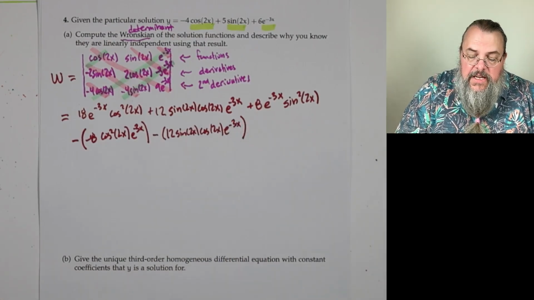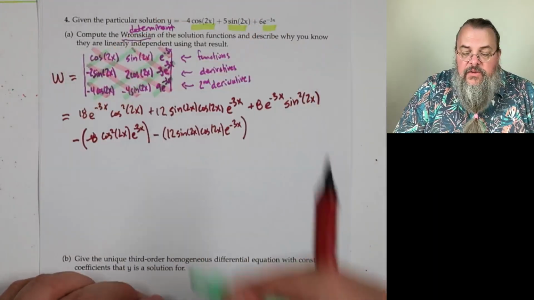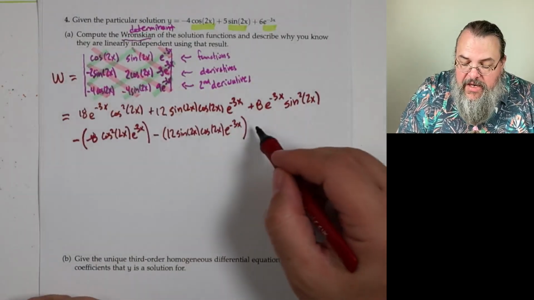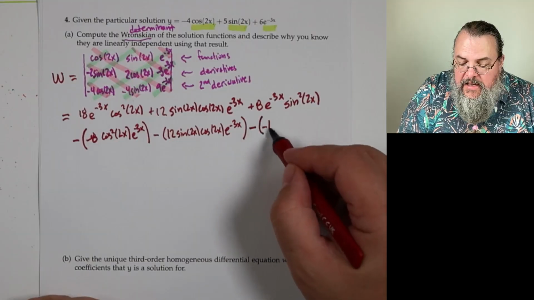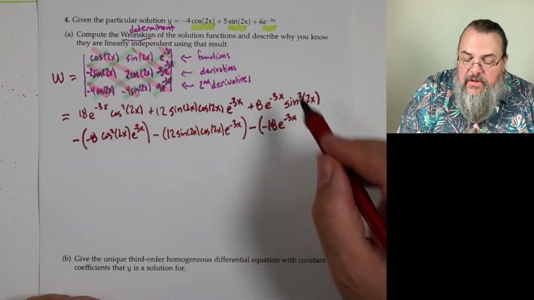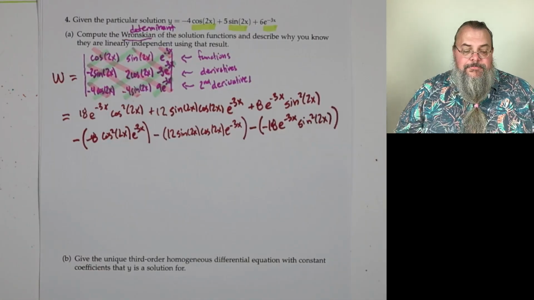And our last diagonal: 9 e to the minus 3x, minus 2 sine 2x, sine 2x. Okay, so 9 times minus 2 makes minus 18, but we subtract that. And there's an e to the minus 3x, and there's 2 sine squareds. All right, there we go.